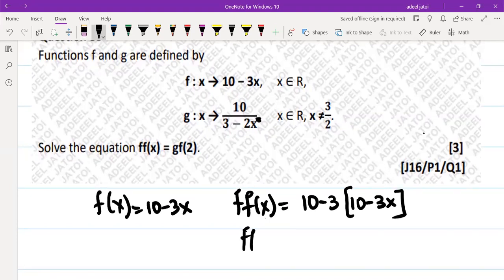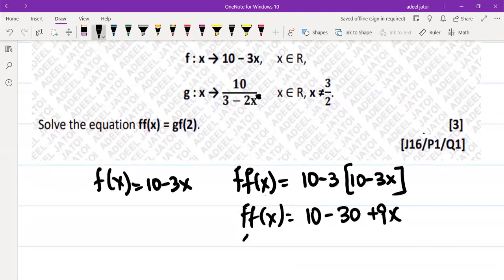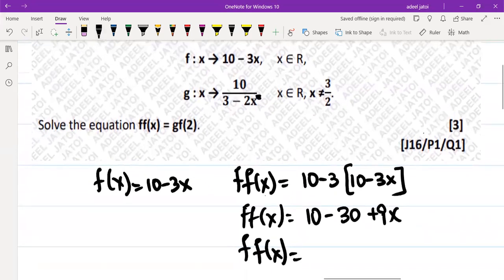So that means f(f(x)) becomes what? 10 minus 30 plus 9x. f(f(x)) becomes 10 minus 30 plus 9x, so that means 9x minus 20. So that means f(f(x)) is 9x minus 20.